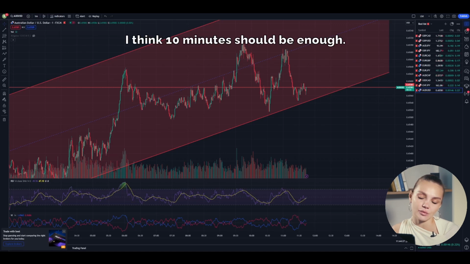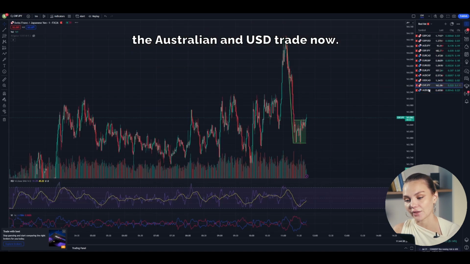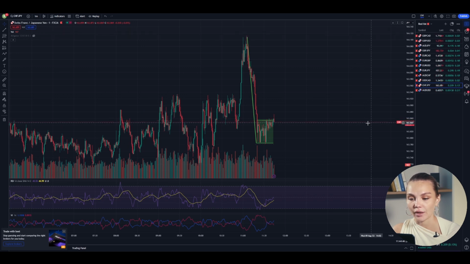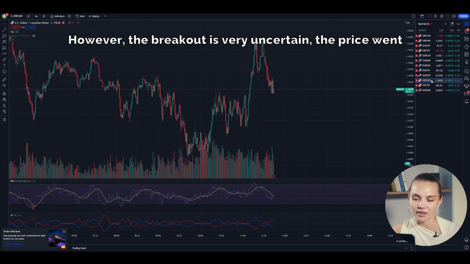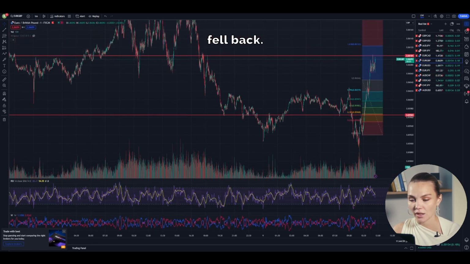I think 10 minutes should be enough. No, let's wait a bit longer. It's not the right time to enter the Australian and US dollar trade now. By the way, Czech franc and Japanese yen is beginning to break the accumulation. However, the breakout is very uncertain. The price went above the upper boundary and immediately fell back.